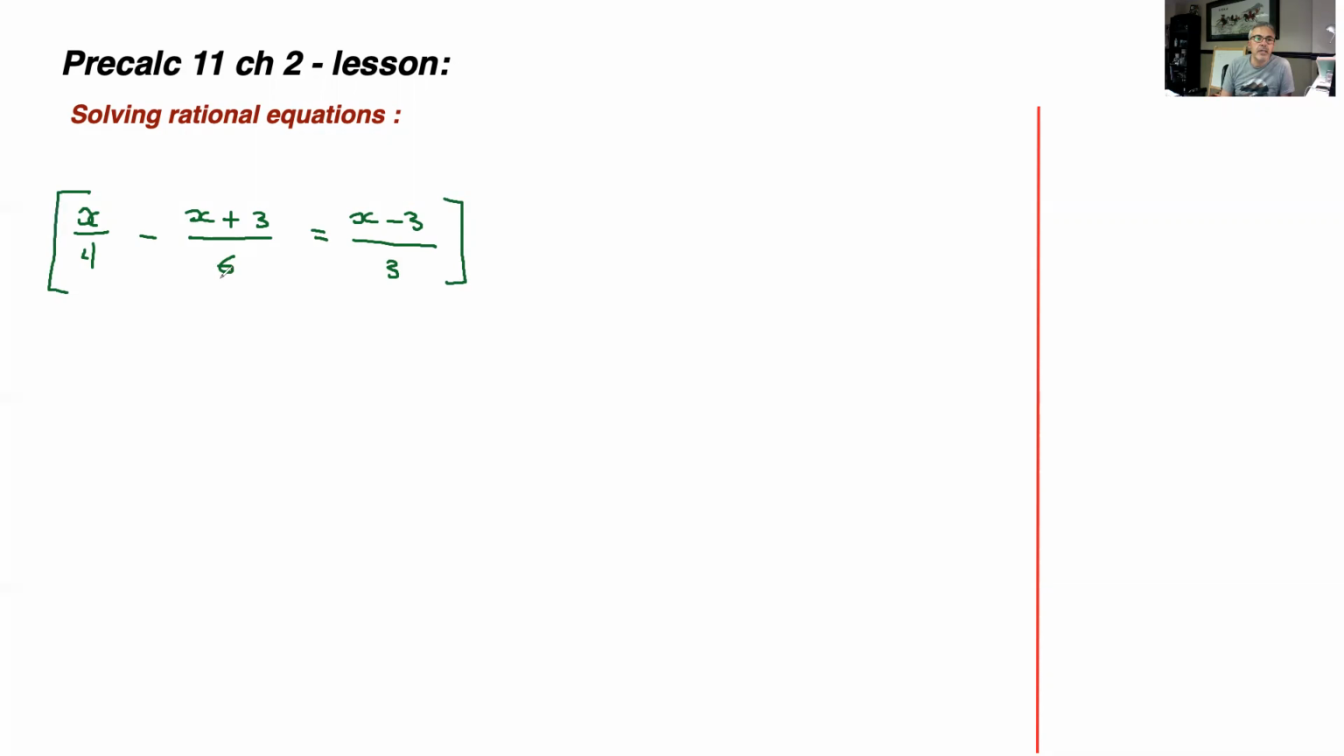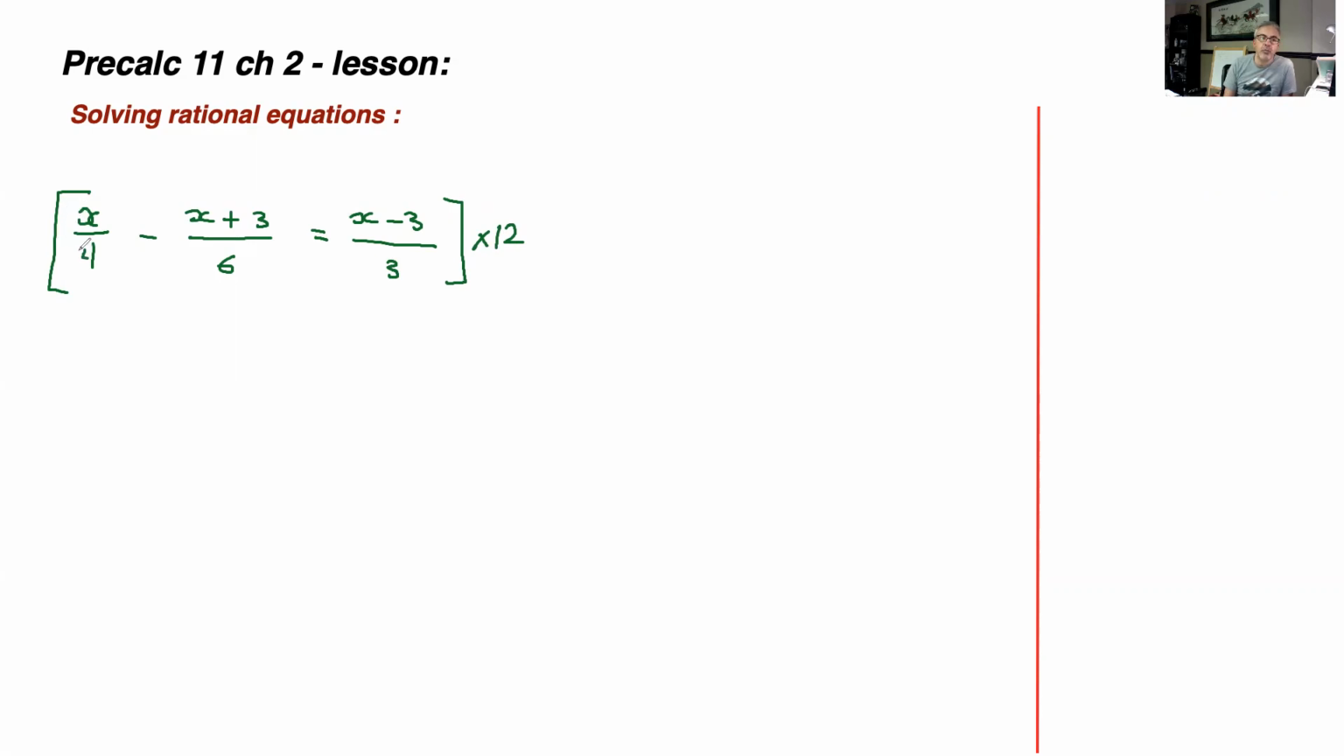And here it's going to be 12. The lowest common denominator is 12. So I'm going to multiply everything by 12. Now remember, when you multiply this by 12, the 12 only multiplies to the top. So if it multiplies to the top, it's better to go, like you get 12x here over 4.